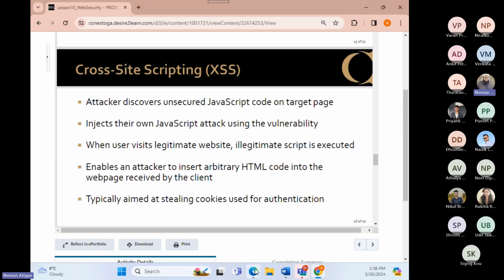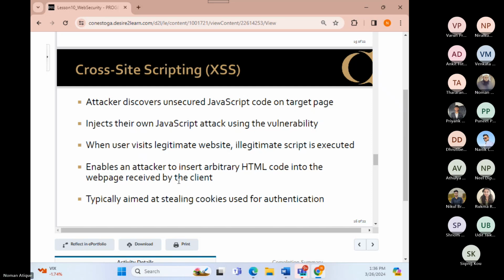Cross-site scripting. This is very interesting. Attacker discovers unsecured JavaScript code on target page, injects their own JavaScript attack using vulnerability. When user visits legitimate website, illegitimate script is executed, enables an attacker to insert arbitrary HTML code in the web page received by the client.